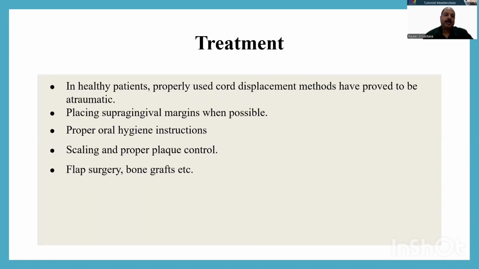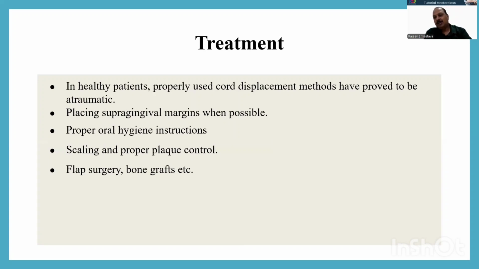So again, the treatment is, when you have multiple crowns in the patient's mouth, proper oral hygiene instructions, scaling and plaque control therapy must be advised from time to time. Then when you are placing the supragingival margin, if you are changing the restoration and it has failed, then next time when you are giving one in the posterior region, it is better to give a supragingival finish line.